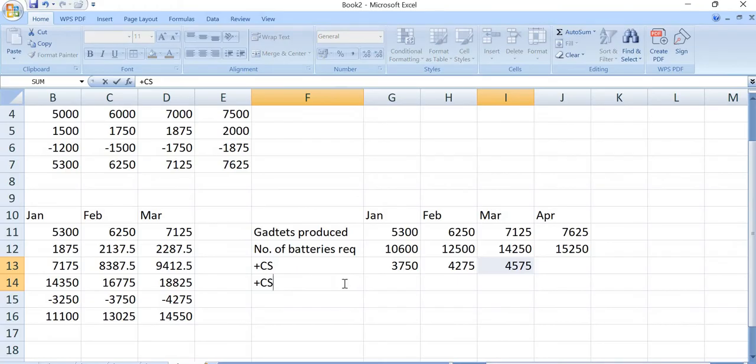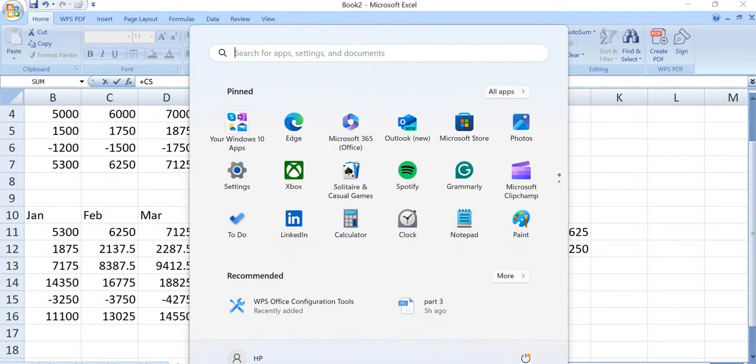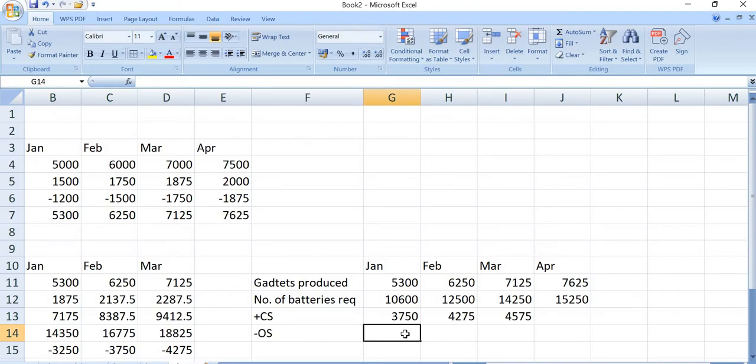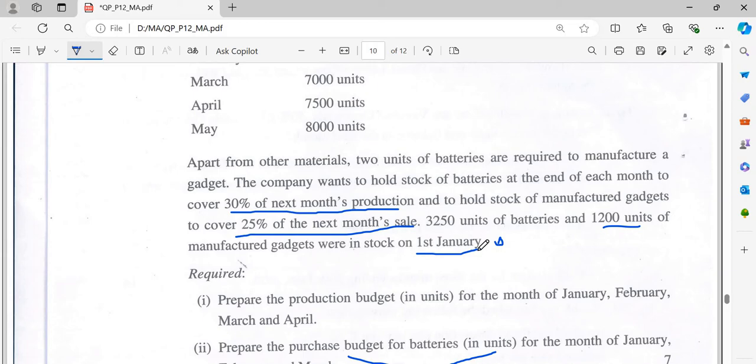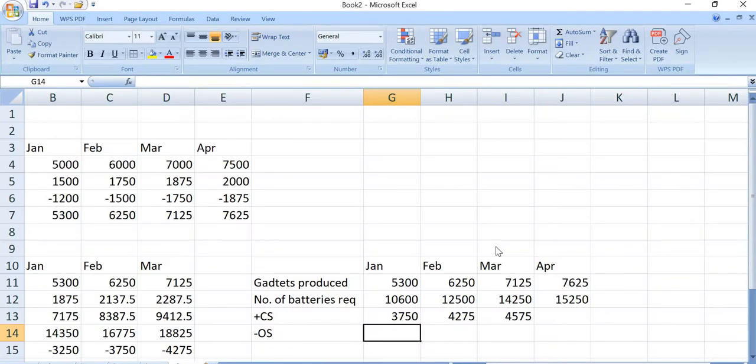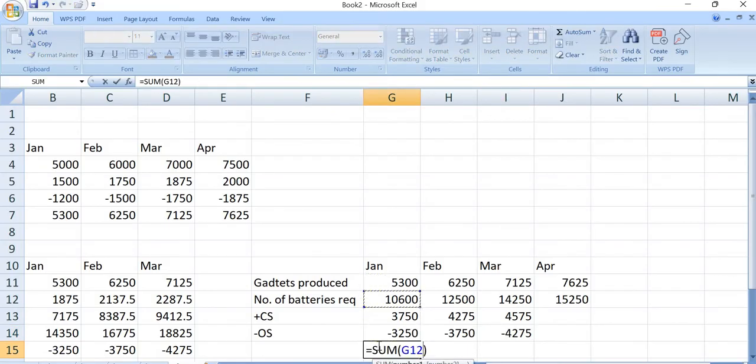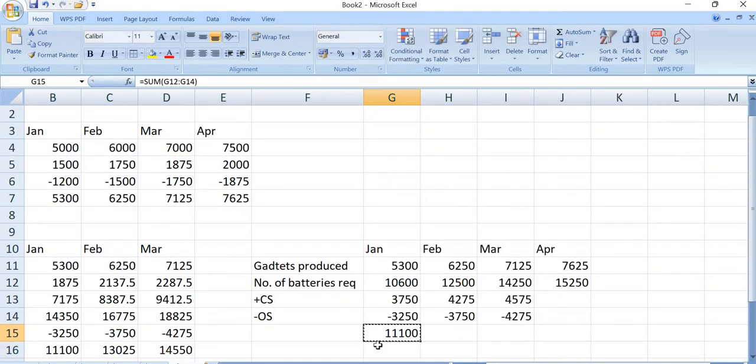So less opening stock. Opening stock in the question itself they have given for January, that is 3250 batteries. So 3250 less 3750. January's closing stock will be February month's opening stock. Same way for March 4275. Now you can straight away calculate 11,100, 1325 and 14,550.